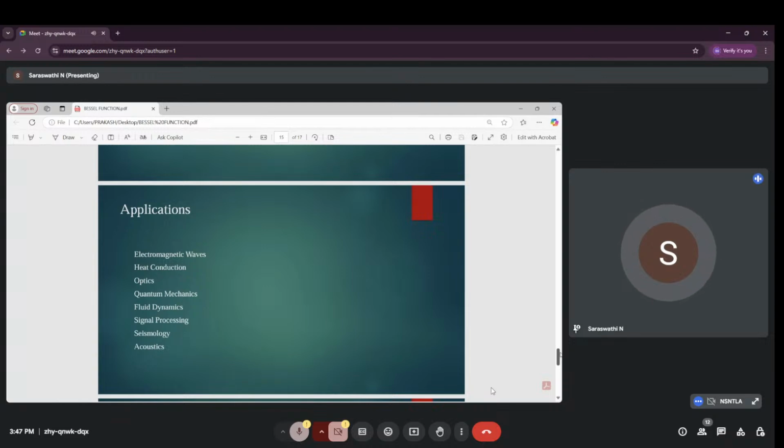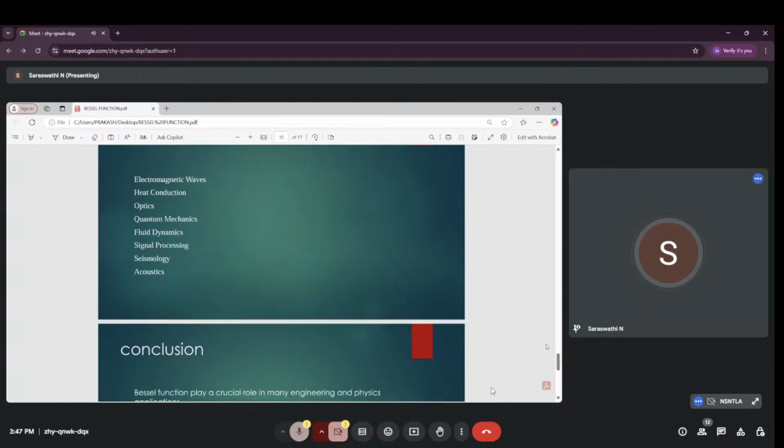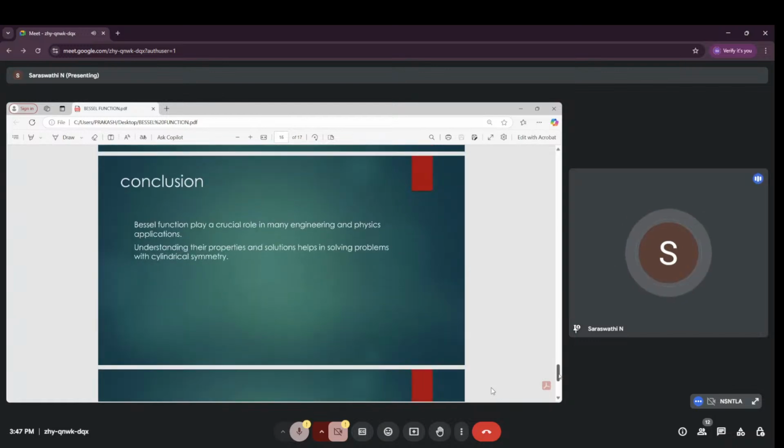These are the applications of Bessel's function: electromagnetic waves, heat conduction, optics, quantum mechanics, fluid dynamics, signal processing, seismology, acoustics. Next one is conclusion. Bessel's functions play a crucial role in many engineering and physics applications. Understanding their properties and solutions helps in solving problems with cylindrical symmetry. Thank you.